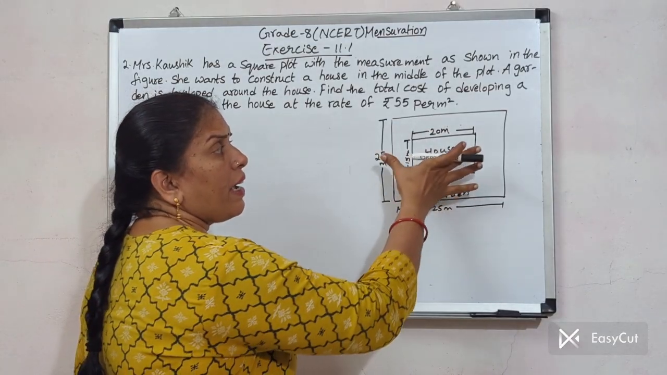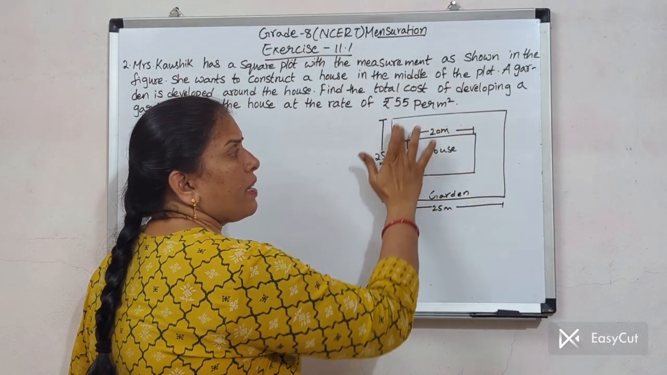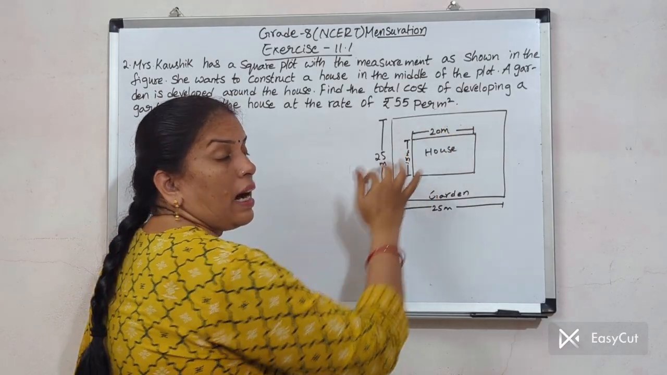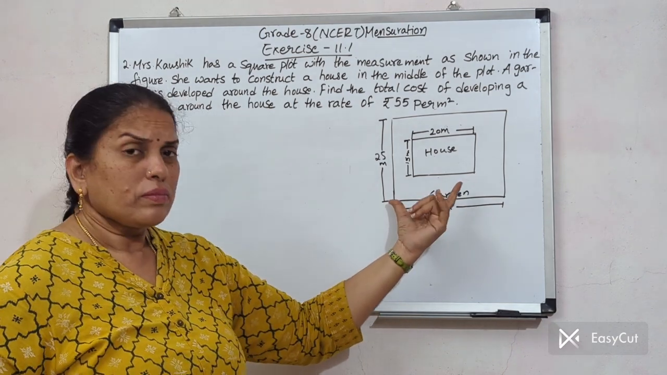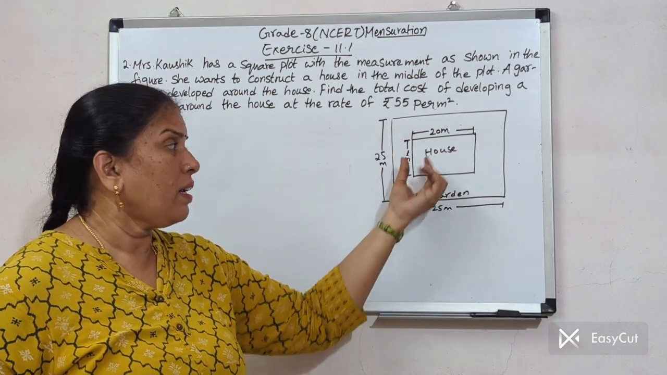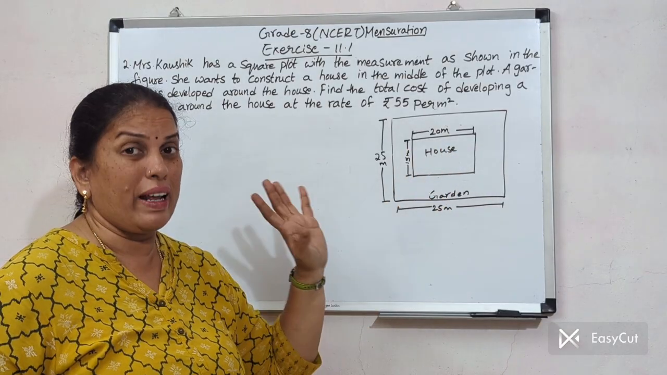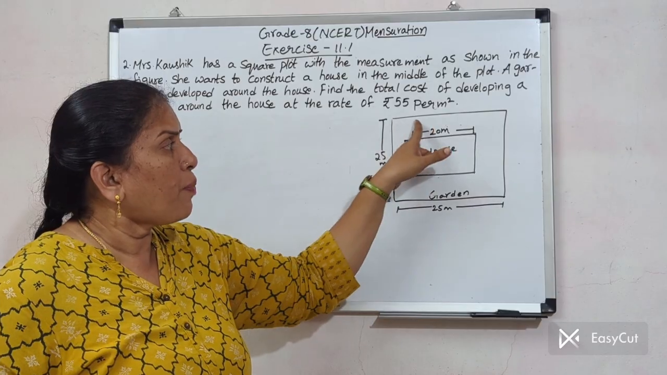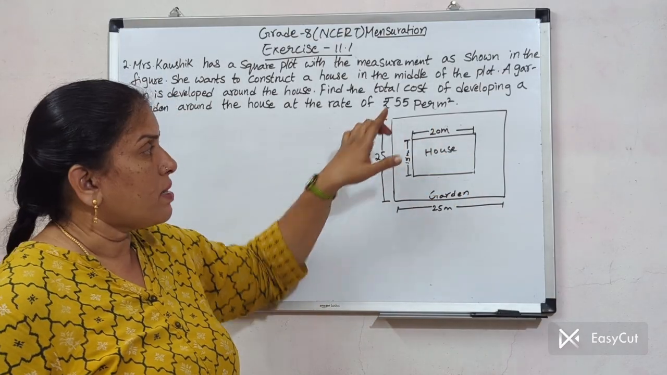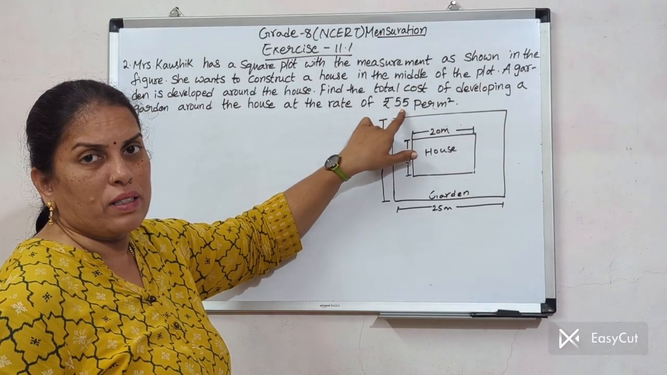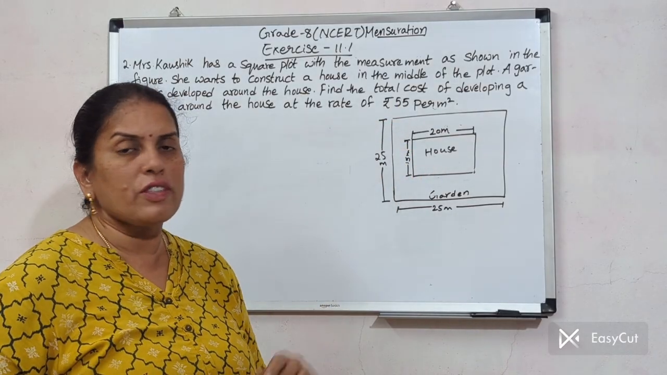If you subtract the area of the house from the area of the plot, you will get the empty space area, the garden area. For example, if total area is 1000 and inside area is 800, 1000 minus 800 is 200. I am telling an example. Area of the garden is 200 square meters. 1 square meter is 55 rupees. Therefore, 200 square meters is 200 into 55. Like this we must find out.